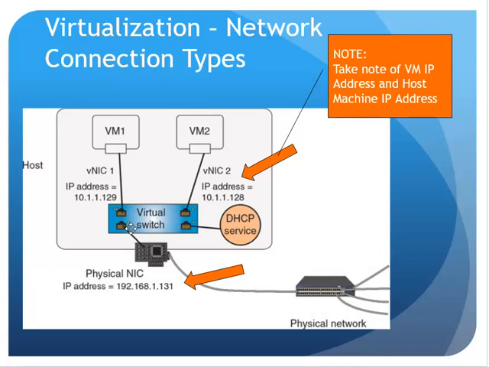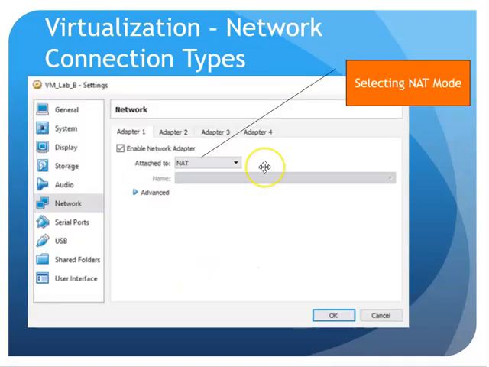You might do this to protect these devices and actually route traffic to and from them, but protect them behind this one. In my virtual machine setting, this is VirtualBox here, you'd select your NAT mode as opposed to bridged mode.